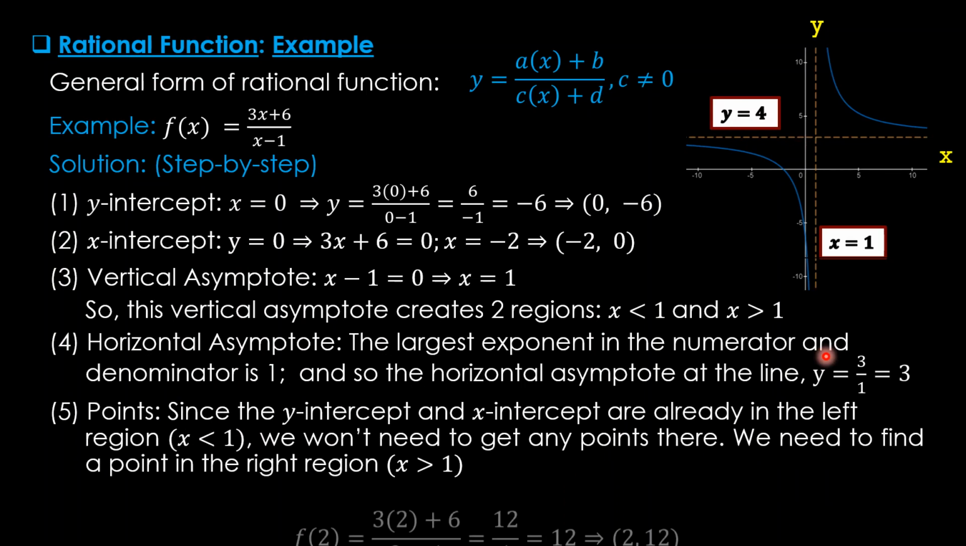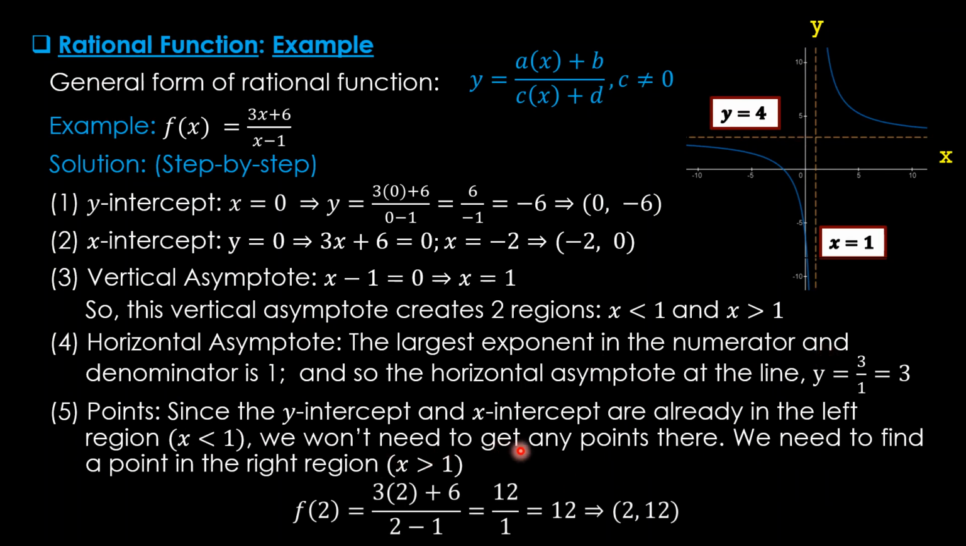Then we can find some points. Since the y-intercept and x-intercept are already in the left region, x less than 1, we won't need to get any points there. We need to find a point in the right region, x greater than 1, so we can substitute x by 2. For f(2), at x equal to 2 we can find y equal to 12. So (2, 12) is another point, and that's how we can find a point like this.